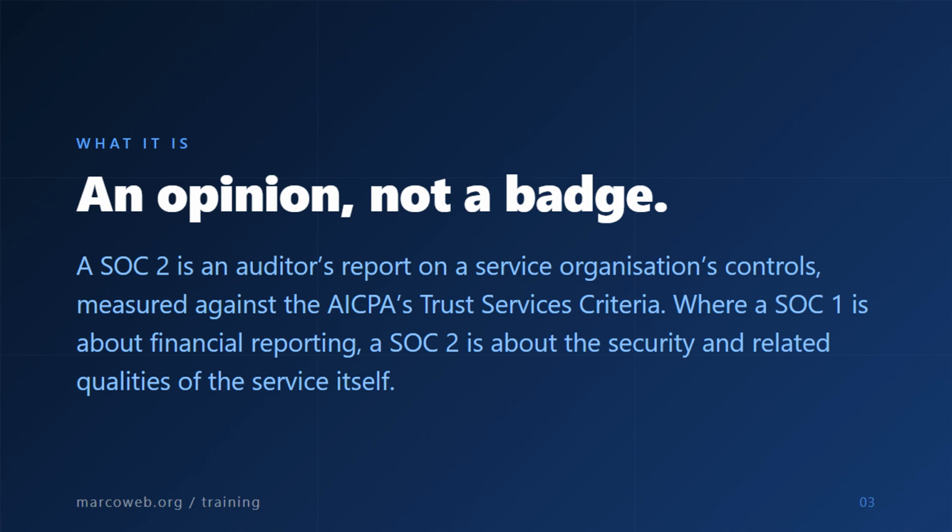So what is it? SOC 2 is an independent auditor's report on a service organization's controls, measured against the AICPA's Trust Services criteria. Where SOC 1 is about controls relevant to a customer's financial reporting, SOC 2 is about the security and related qualities of the service itself, the controls that protect the data a customer entrusts to the provider.